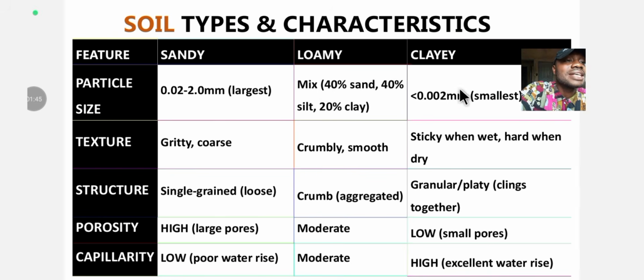And the clayey soil has the smallest particles. That's why it's very smooth. It has a fine texture, and it's smooth, especially when you wet it. It's about 0.002 millimeter, the smallest.